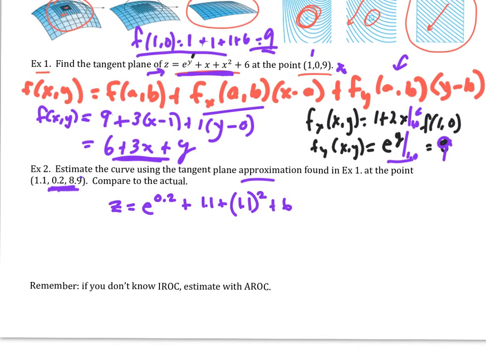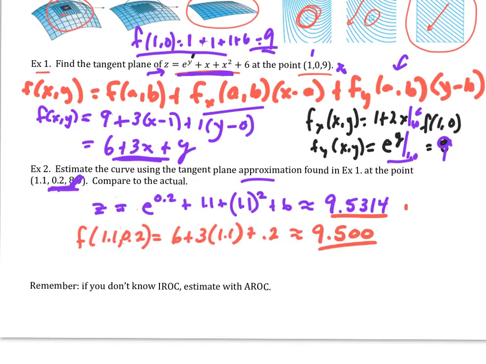Now I set this up wrong. I don't need the z-value because I'm going to estimate the z-value, so let's see what happens. So if I plug into the actual, I'm going to get 9.5314. If I do the approximation through my plane that I did, I get 9.5. Not bad, well, relative to what error we want to look at.